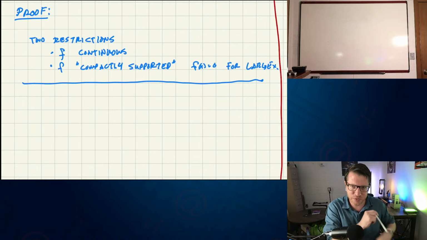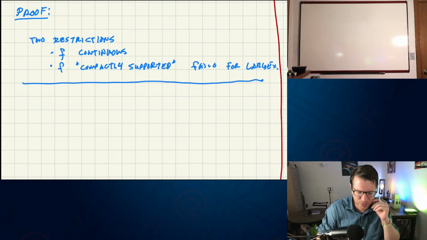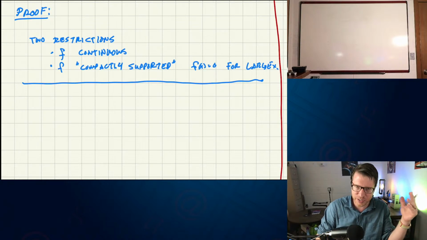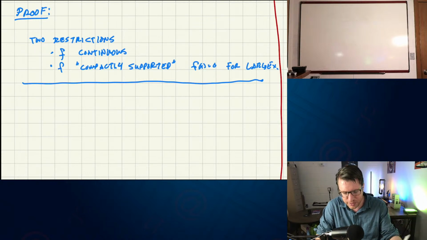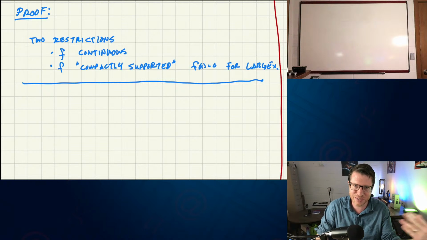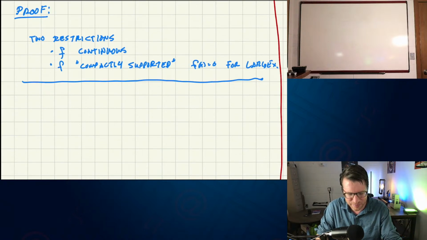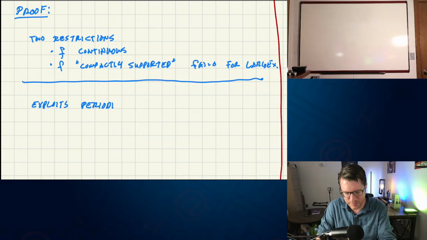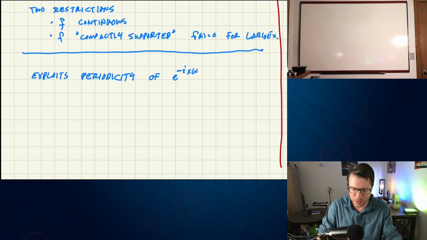It has a lot of really slick proofs for Fourier series and stuff, which we'll talk about when we talk about inversion. But here it goes, and it really just exploits the periodicity of e to the i theta. So basically we're exploiting this periodicity here.